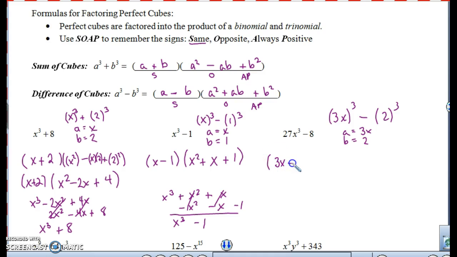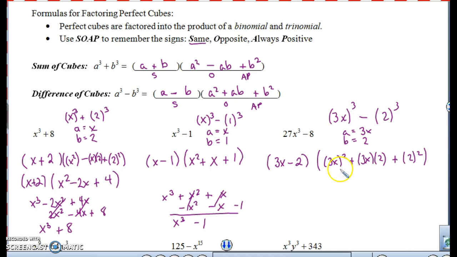3x minus 2. Now, here's where it's a little tricky. You have to square the entire 3x, and then plus 3x times 2, and then plus 2 squared. All right, now the tricky part is this one.